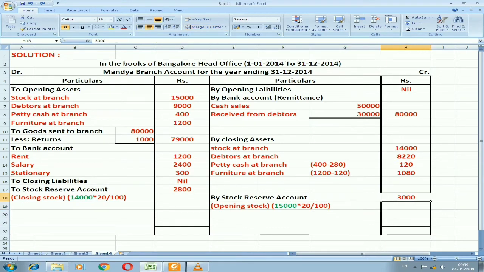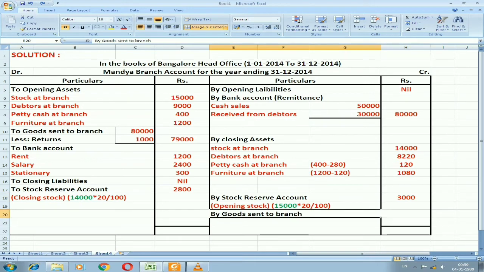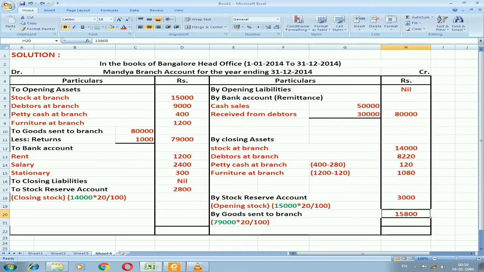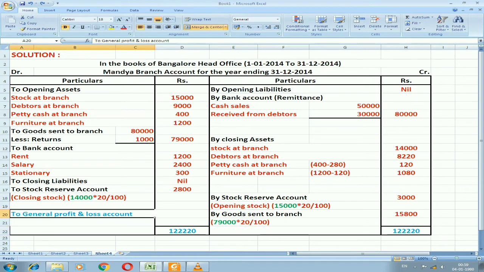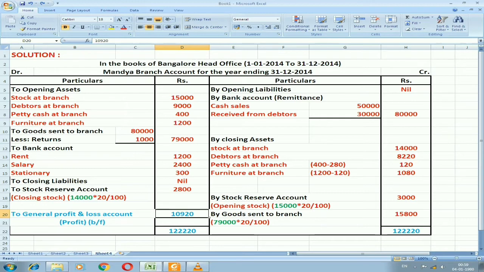Next I need to go with the goods sent to branch. I need to take the total amount after deducting returns, that is 79,000 into 20 divided by 100. On this also the invoice value is included. That is the reason we are finding it out separately. The total is 15,800. After doing the total we get the total on the credit side, 1,22,220. The same total on the debit side, and that will be in the name of general profit and loss account as profit with the amount of rupees 10,920.